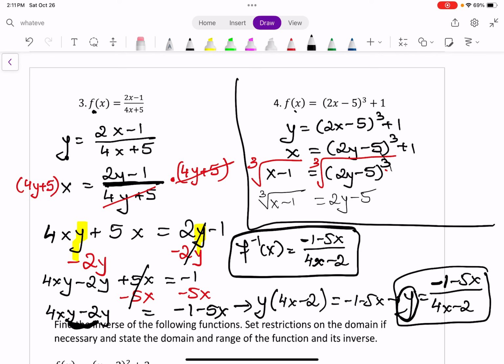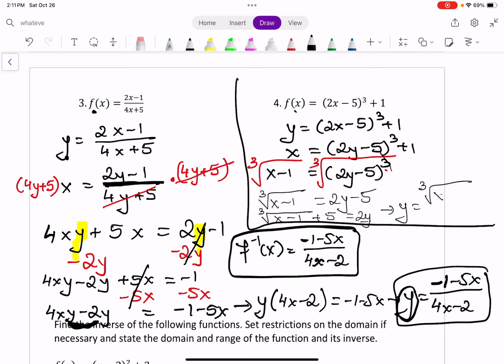Then on my way to get to y, what else do I have to do? I have to add the 5 over. And finally, to undo this multiplication by 2, I have to divide by 2.